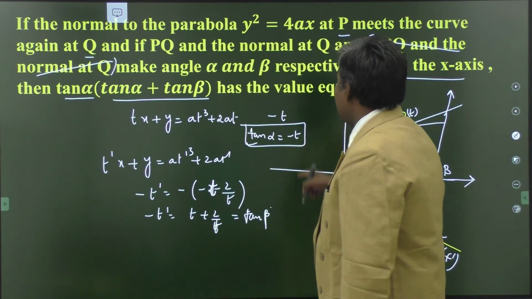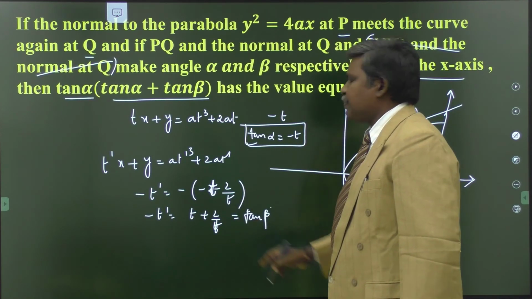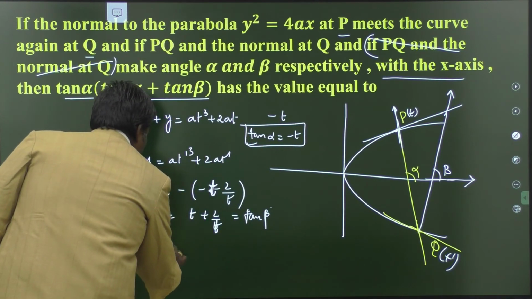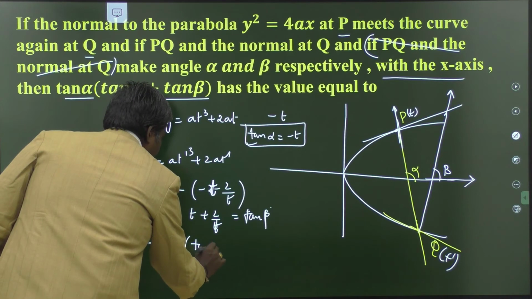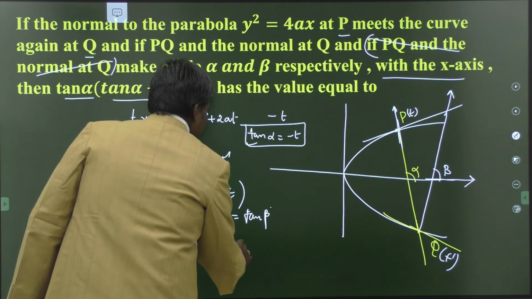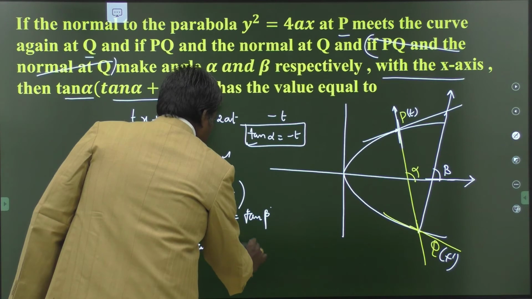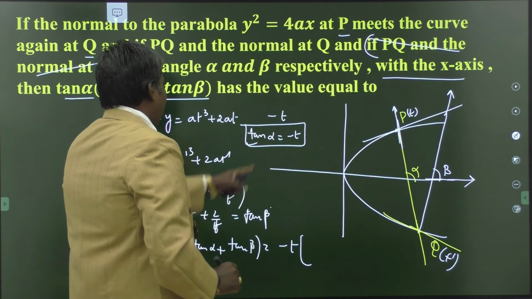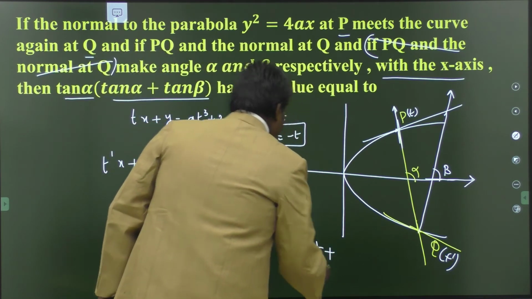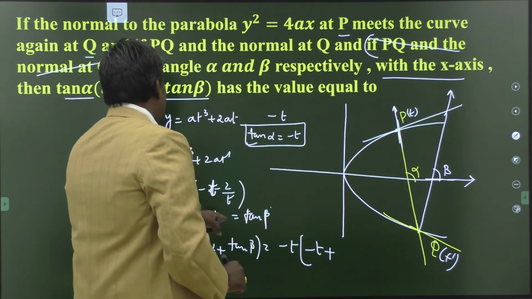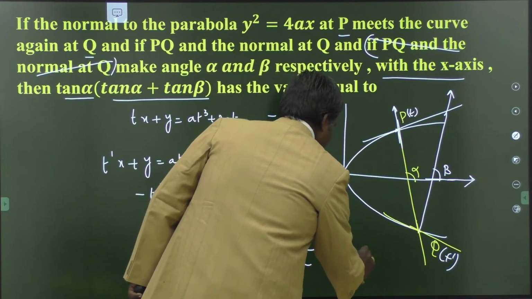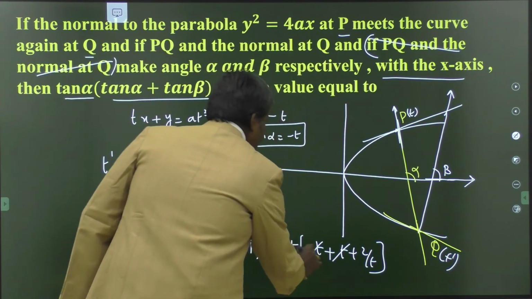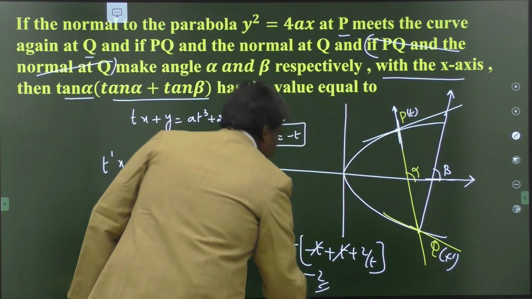So, what is your tan alpha? Minus t. What is your tan beta? t plus 2 by t. So, consider tan alpha into tan alpha plus tan beta. What is your tan alpha? Minus t times of tan alpha, minus t plus tan beta. What is your tan beta? t plus 2 by t. So minus t and t get cancelled. t again also cancels. We have minus 2.